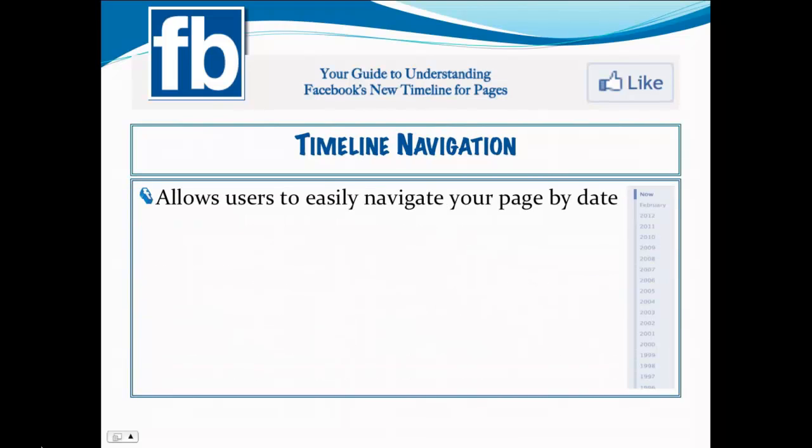So this is your timeline navigation, and this allows users to click all the way through each of the different years to see what kind of activity has happened, not just on your page but with your company. So as long as you have attached a date to a specific post or a photograph, then it will create a new timeline entry, and then users are allowed to navigate through your page by way of these dates.